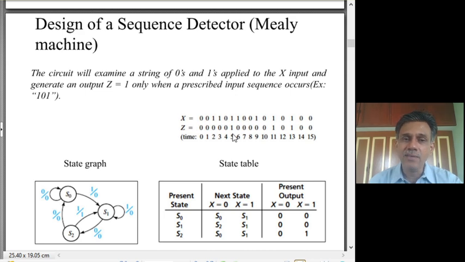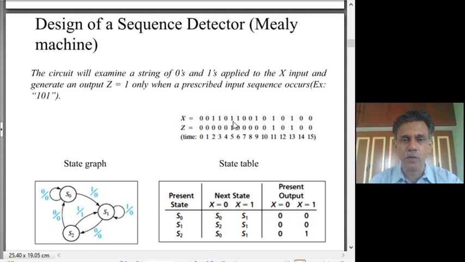Now we are designing a Mealy machine. That is why it responds immediately to the present input. It responds with an output which is dependent upon its state as well as the present input. That is why as soon as the last bit of the input sequence occurs, immediately it responds. At the same time it responds. So in that sense, it is a Mealy machine.